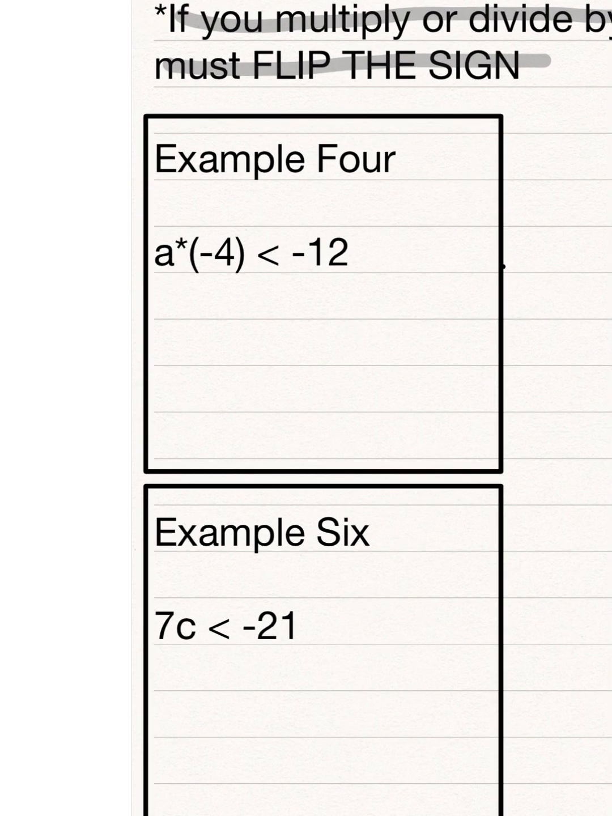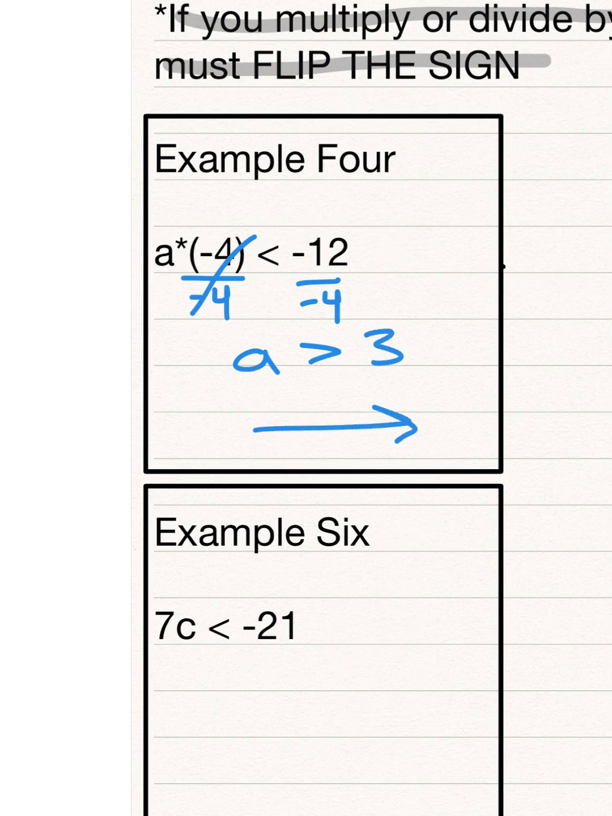In example 4, we have a times negative 4 is less than negative 12. To undo multiplication, we're going to divide by negative 4. When we divide by a negative, we have to flip the sign. So now I have a is greater than positive 3. So we can graph this. We have 3, open circle, it's greater than.